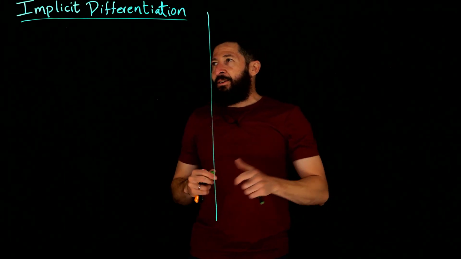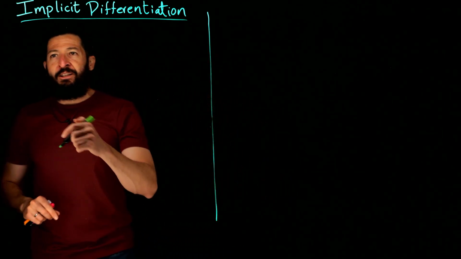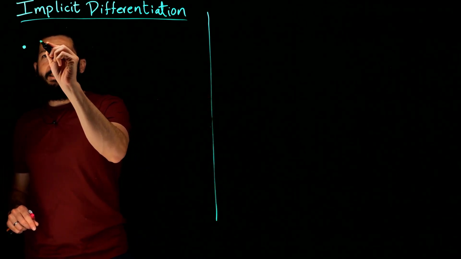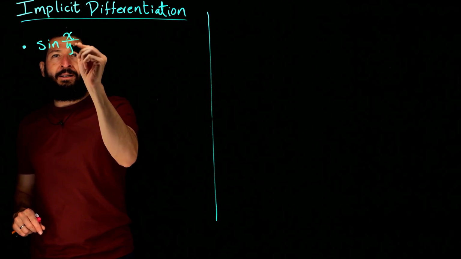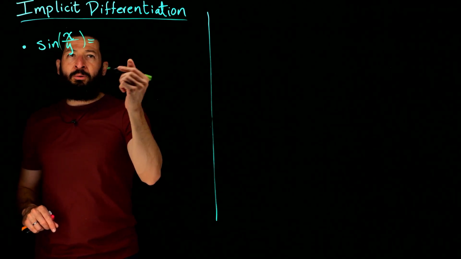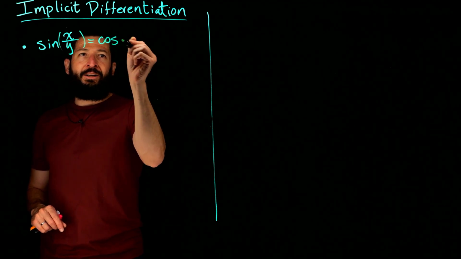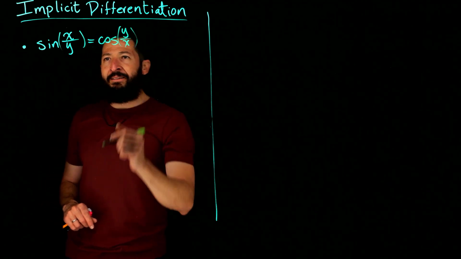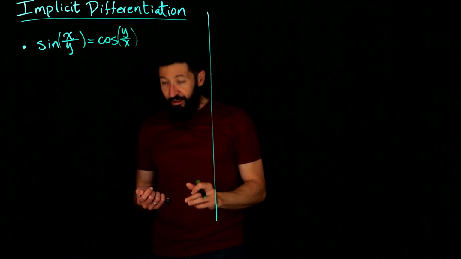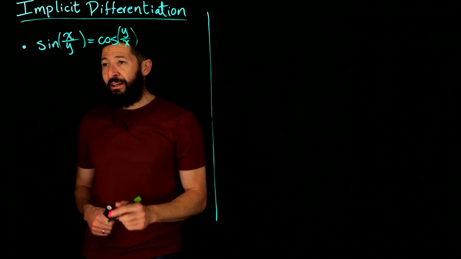All right, so let's do another example here. So let's do, for example, the sine of x over y equals cosine of y over x. It's a little bit more complicated, isn't it? Yeah, a little bit. So let's take a look at what happens. So first, take our derivative.